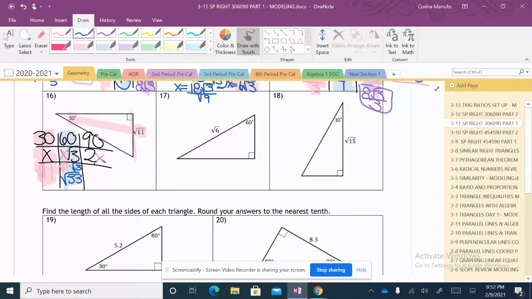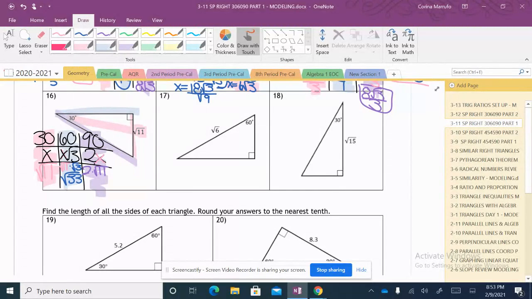Okay, so then we have 2 times x. On 2 times x, we are going to take our x value, which is the square root of 11, so 2 times the square root of 11. Now you can't take 2 and multiply it times 11, because 2 isn't under a square root. So it would just stay like that. And that's it. That would be this side right here.